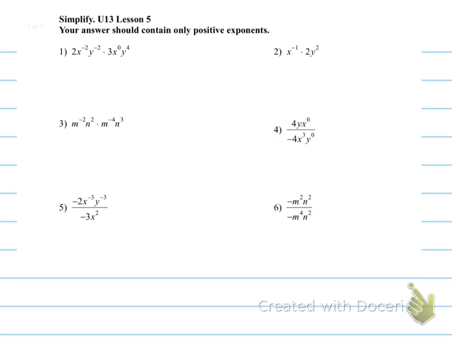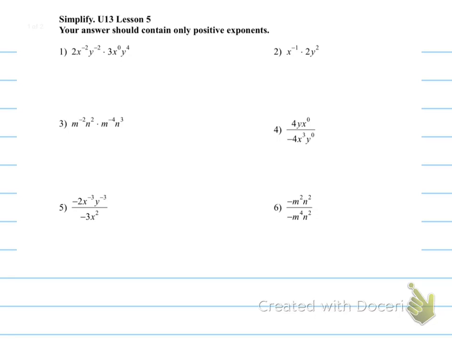So for the lesson today, I've got a mix between multiplication rule and quotient rule, where we'll be adding and subtracting exponents, but we're also going to see what happens with these negative exponents. Okay, so let's dive in to example number 1 and kind of look at each part.